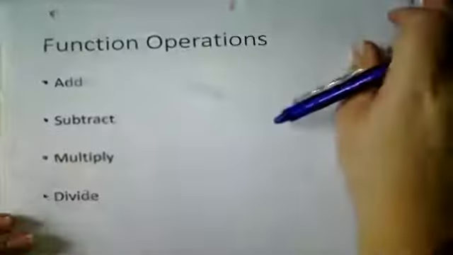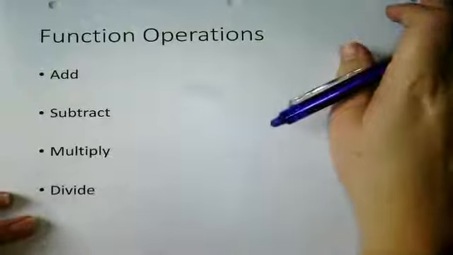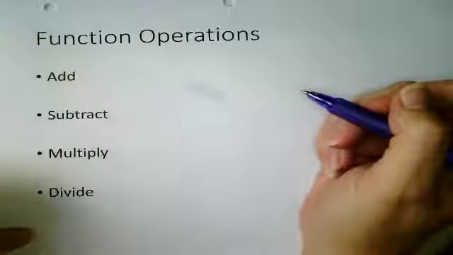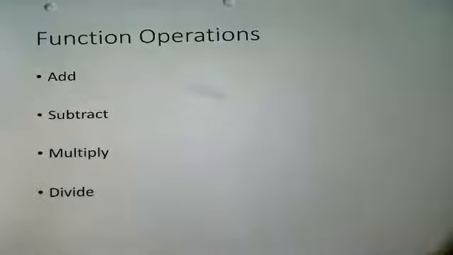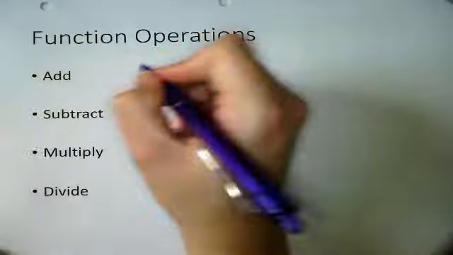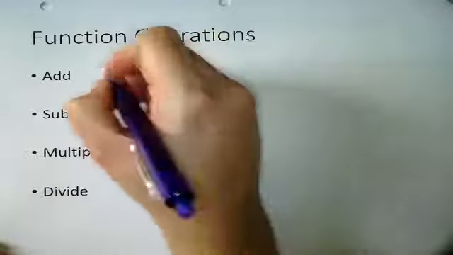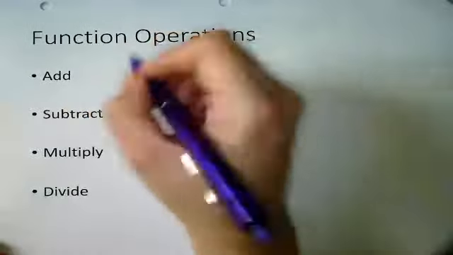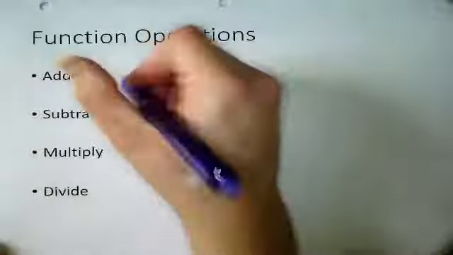So function operations. We can take functions and combine them using all kinds of our regular mathematical skills: add, subtract, multiply, and divide. And so this is notation. We want to understand what they're talking about. And so we have some, I call it old school and new school notation. I really don't like the new school.